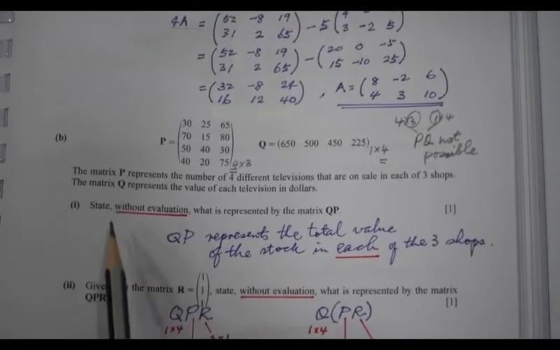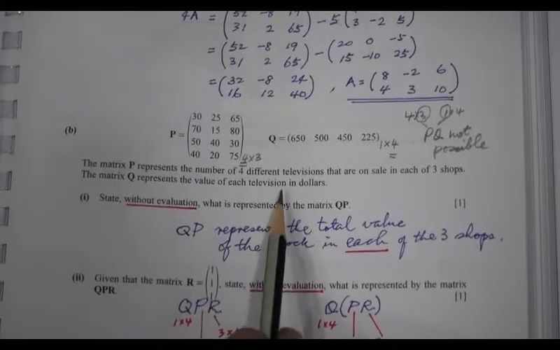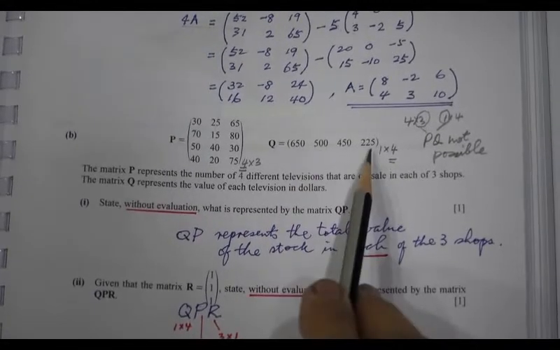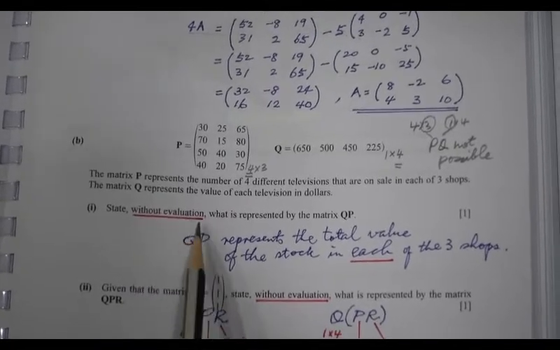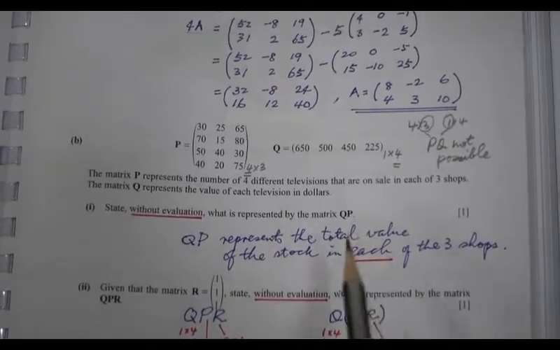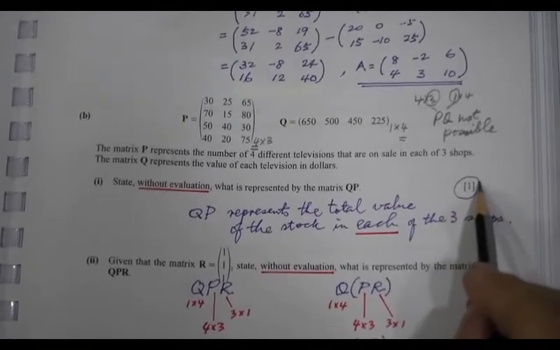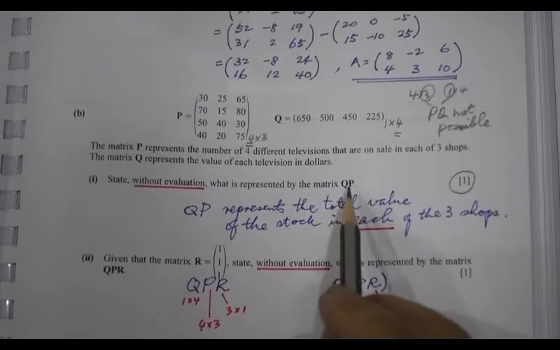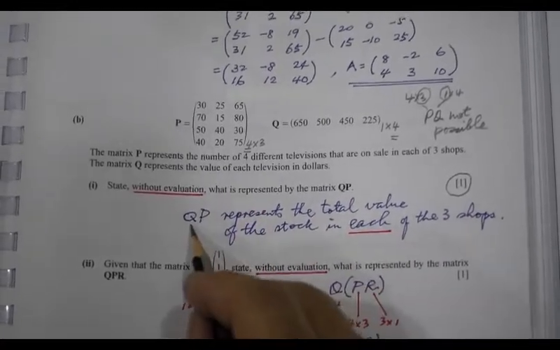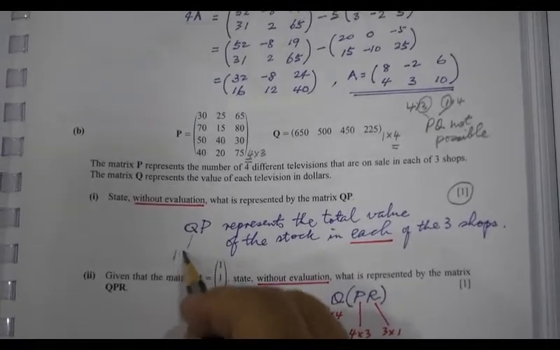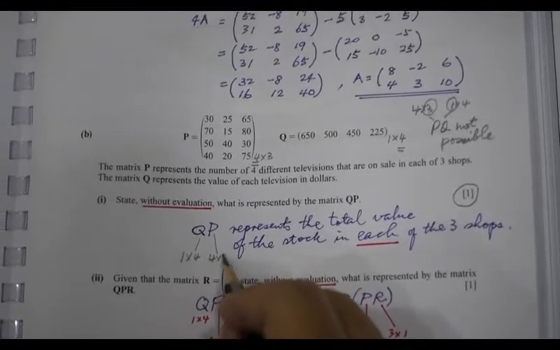That is why the question says the matrix Q represents a value of each television in dollars. So it says state without evaluation. That means do not calculate the final value because this question is only 1 mark. Right? So it is the matrix QP. So let us take a look at QP. So Q is 1 times 4. P is 4 times 3.